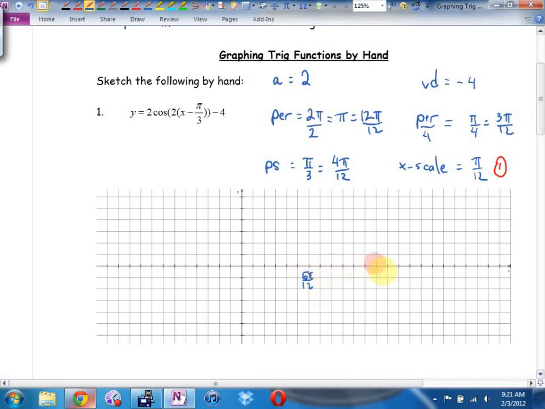If I need more squares because it's hard to count, I'll label a few more. But keep it simple. Label, you know, every third, every fourth, heck, even every sixth square. I'm assuming you can count. So first thing I do is I label.